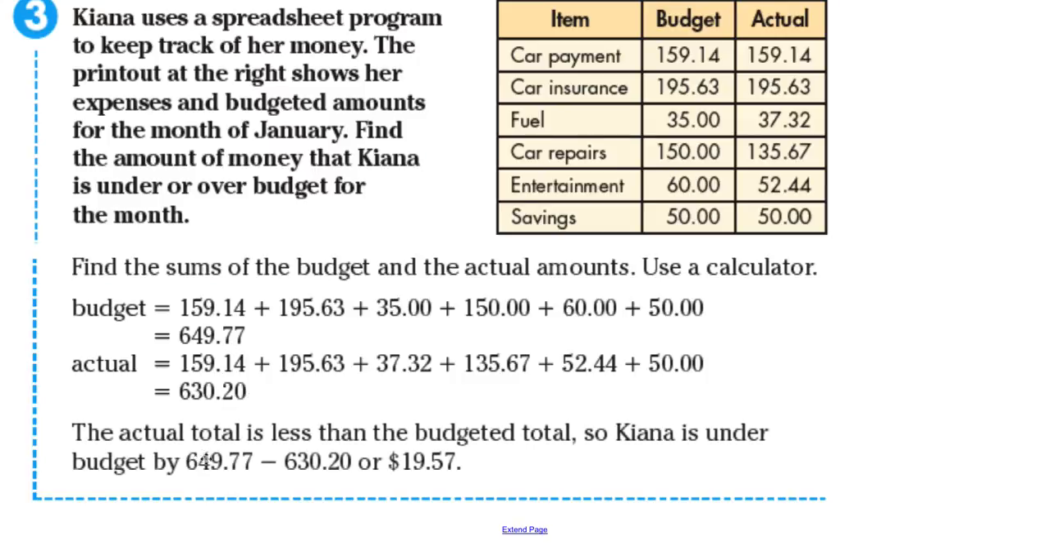Since the actual is smaller, we do 649.77 minus 630.20, which gives us $19.57. So Kiana is under budget by this amount, $19.57. And that's it for this lesson. Thank you for watching.